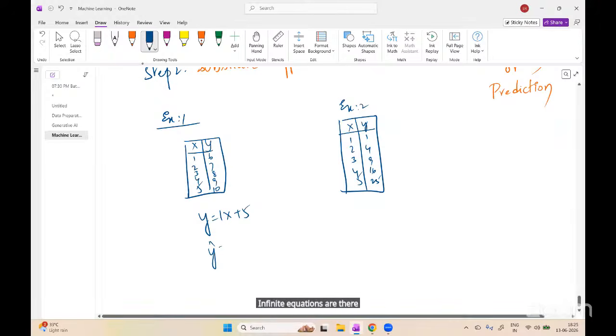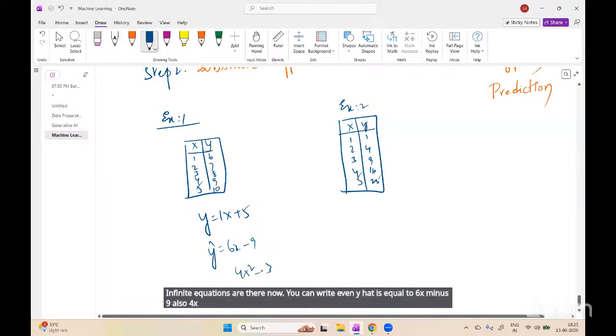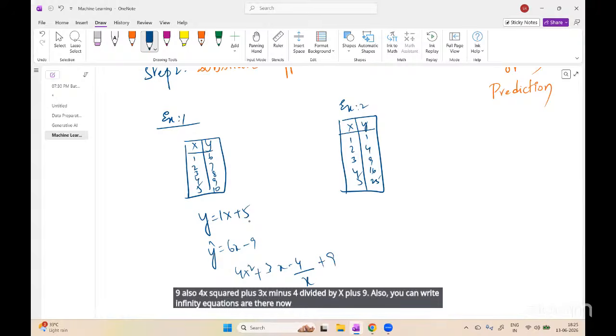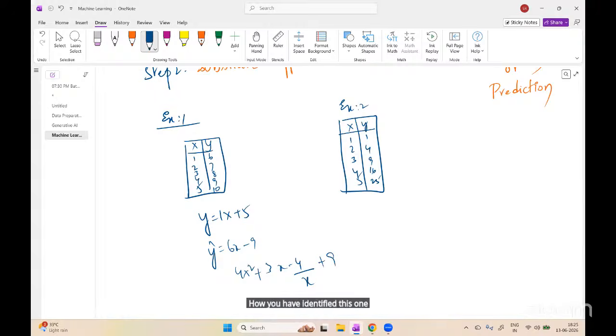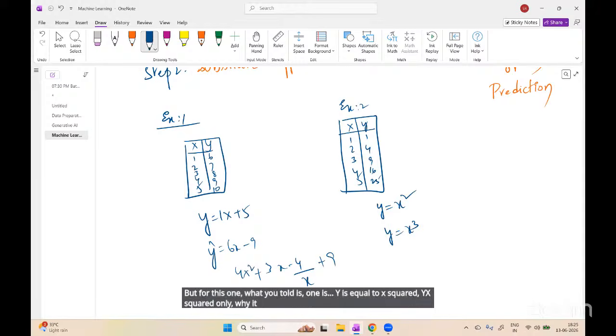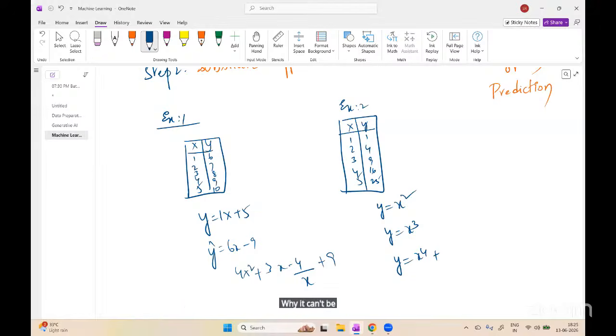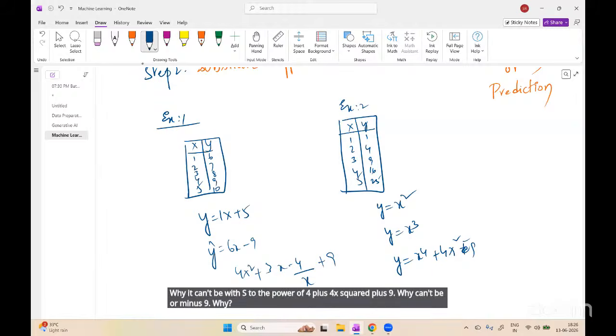You can write even y hat is equal to 6x minus 9 also. 4x square plus 3x minus 4 divided by x plus 9 also you can write. Infinite equations are there, na? How you have identified this one only? Or for this one, what you told is y is equal to x square. Why x square only? Why it can't be x cube? Why it can't be with respect to the power of 4 plus 4x square plus 9? Why it can't be minus 9? Why this one only should be there?